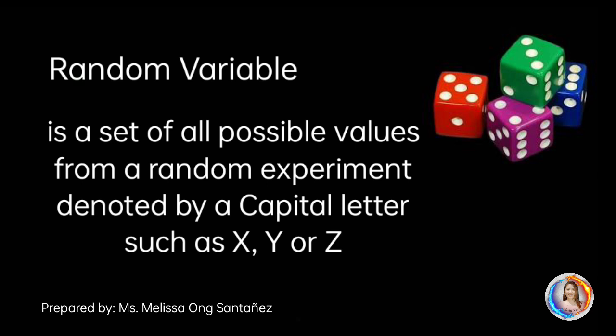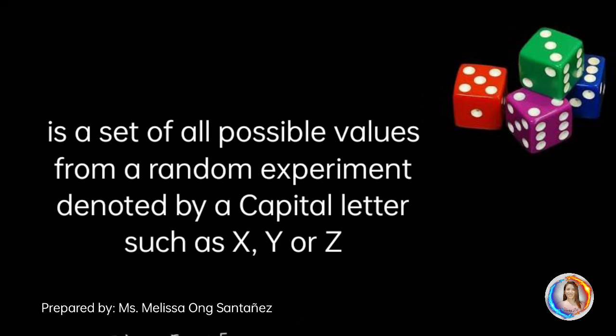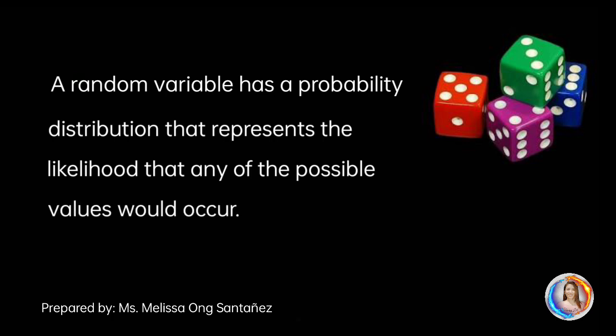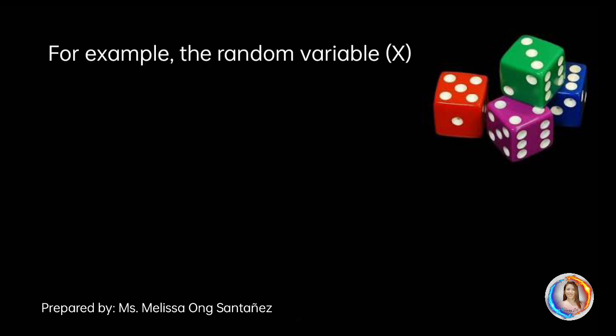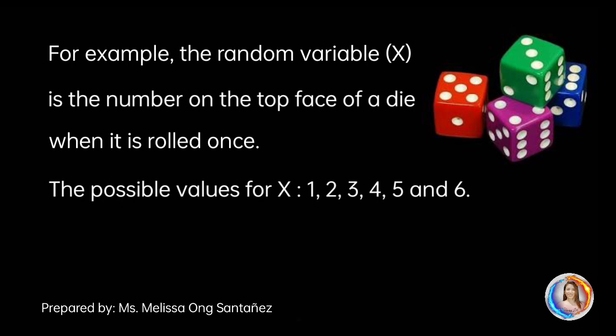A random variable is a set of all possible values from a random experiment denoted by capital letters such as X, Y, or Z. A random variable has a probability distribution that represents the likelihood that any of the possible values would occur. For example, the random variable x is the number on the top face of a die when it is rolled once, so the possible values are 1, 2, 3, 4, 5, and 6.